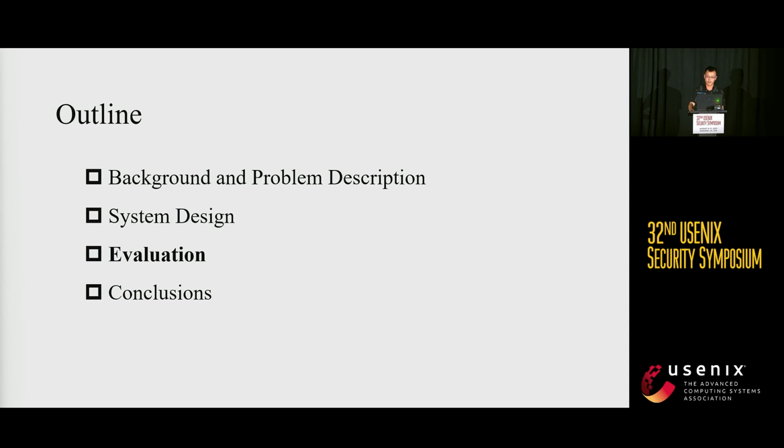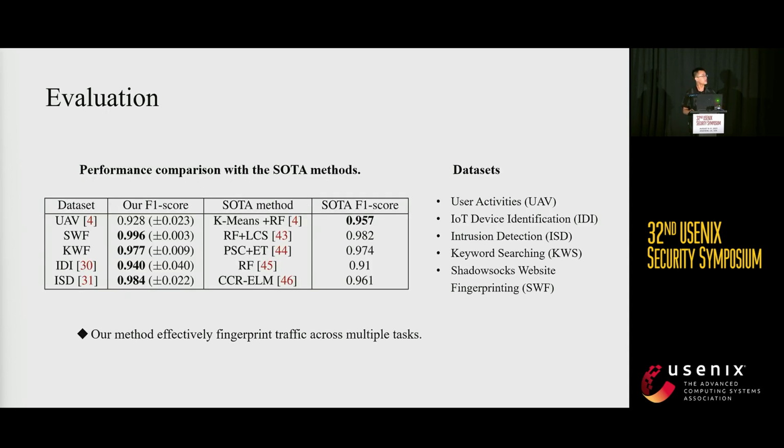Now let's move on to the evaluation. We used 5 datasets corresponding to 5 different tasks. 3 of them are public, for user activity fingerprinting, IoT device identification, and intrusion detection. And the last 2 datasets were collected by ourselves, for keyword searching fingerprinting and Shutterstock's website fingerprinting. We can see that the result shows our framework achieves better or at least comparable performance for tasks where the SOTA methods rely on handcrafted features.